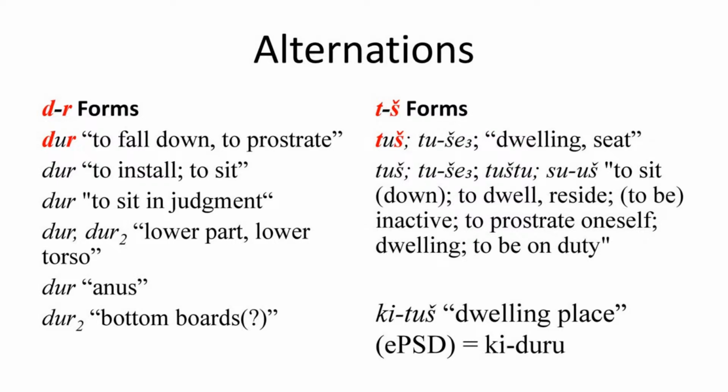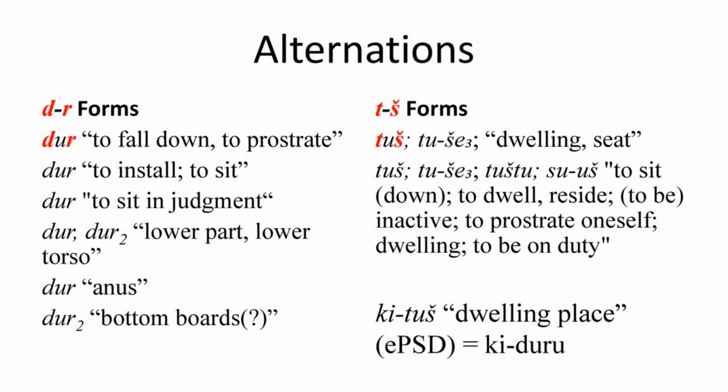And so I'm showing how this concept of the fall down works. The noun comes first, so it's the leg, foot, ground, earth, etc., and then that gives rise to the derived meanings of to sit, down, below, under, etc. So anything dealing with or in the direction of south, that's what this DR consonant sequence is dealing with. So lower part, lower torso, anus, to sit, to install a king, meaning to seat a king on the throne. And then we have the tush forms, and then we have dwelling, seat, to sit down, to dwell, to reside, inactive, to prostrate oneself, dwelling, to be on duty.